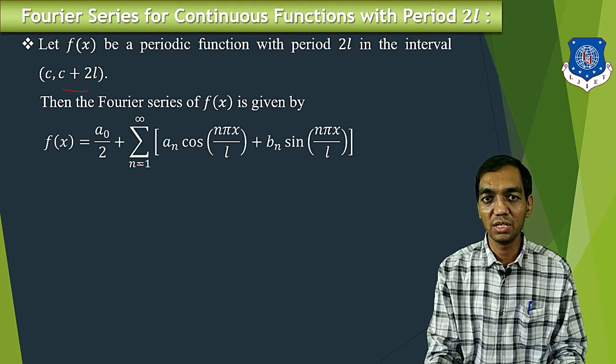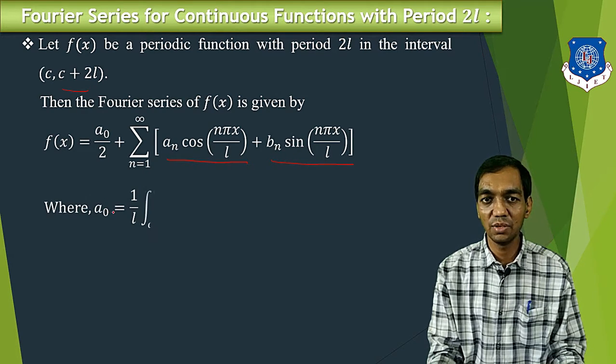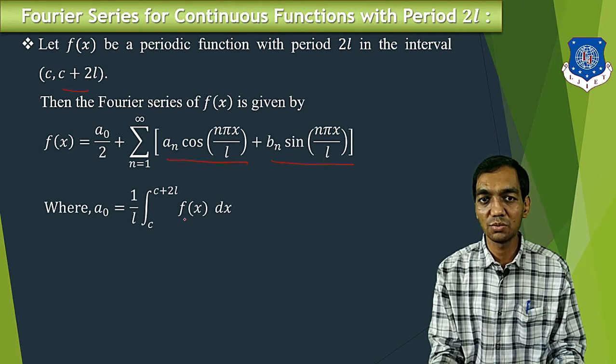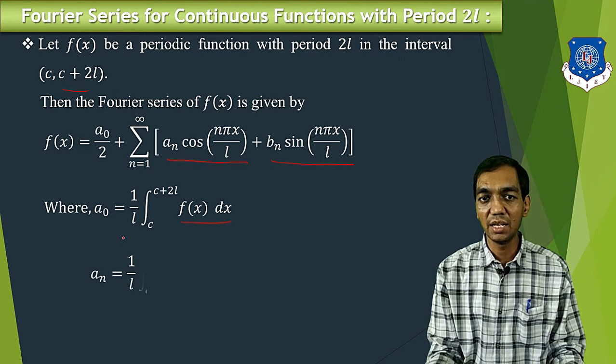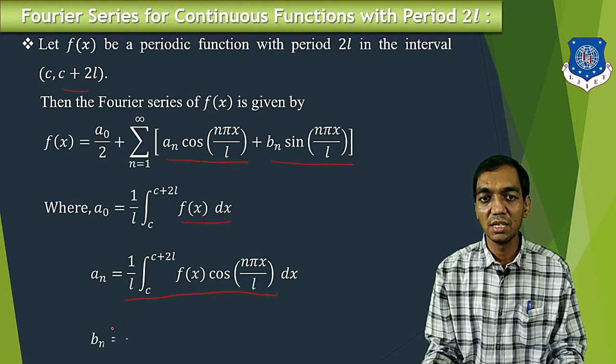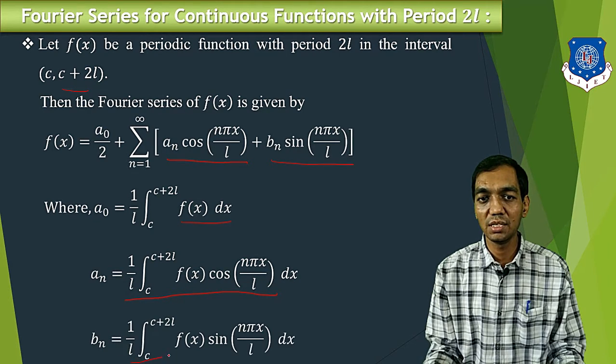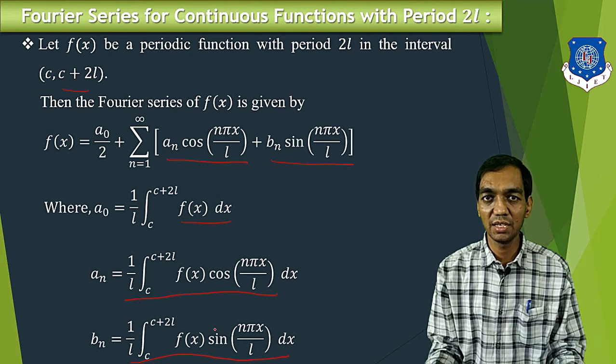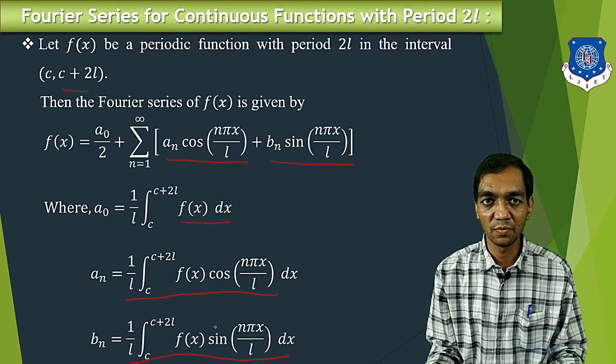f(x) is equal to a0 by 2 plus sigma n running from 1 to infinity, an cos(n pi x upon l) plus bn sin(n pi x upon l), where a0 is given by 1 upon l integration from c to c plus 2l f(x) dx, an is equal to 1 upon l integration from c to c plus 2l f(x) cos(n pi x upon l) dx, and bn is equal to 1 upon l integration from c to c plus 2l f(x) sin(n pi x upon l) dx.